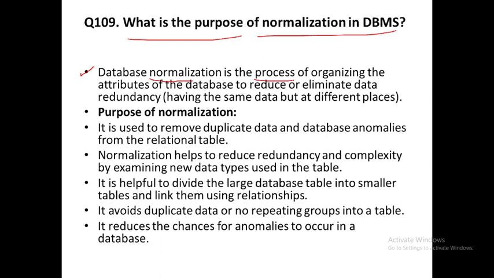Database normalization is the process of organizing the attributes of the database to reduce or eliminate data redundancy, that is, having the same data at different places. Purpose of normalization: it is used to remove duplicate data and database anomalies from the relational table. Normalization helps to reduce redundancy and complexity by examining new data types used in the table. It is helpful to divide a larger database table into smaller tables and link them using relationships.